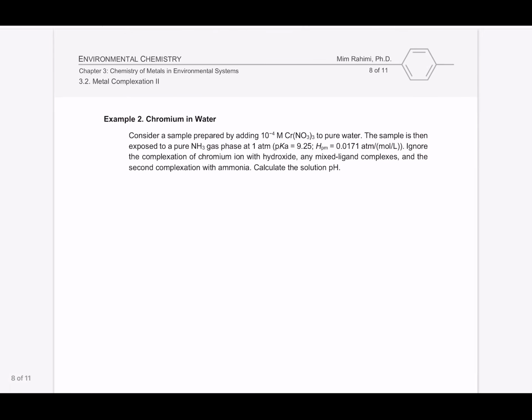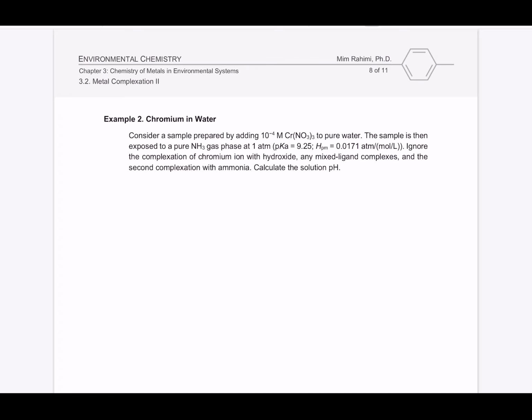So the second example is chromium in water. Again, another important metal. But this time we have more information. The first information is that we know how chromium is added. Chromium is added by chromium nitrate salt, 10 to the minus 4. Then the sample is exposed to pure ammonia gas phase.